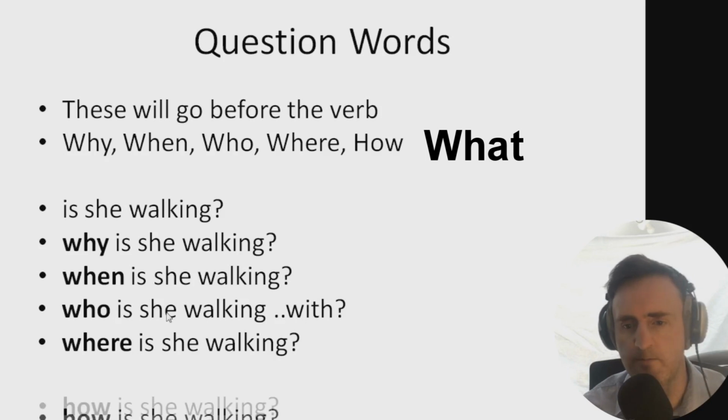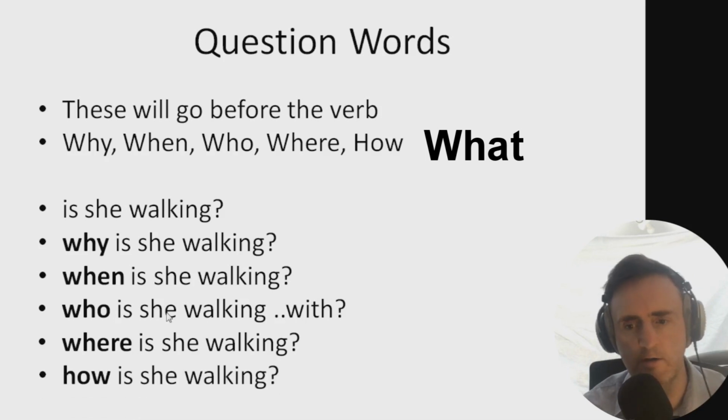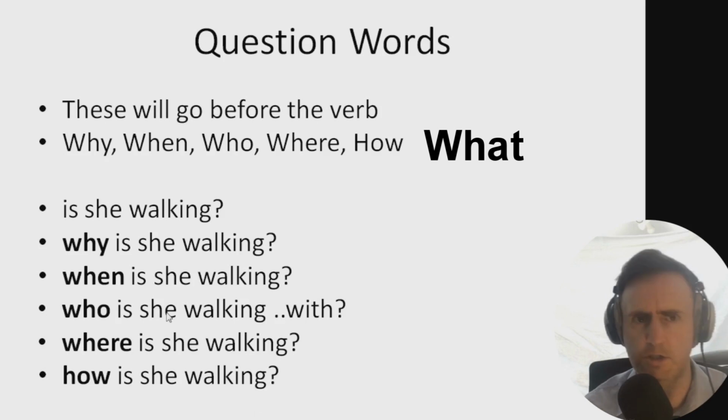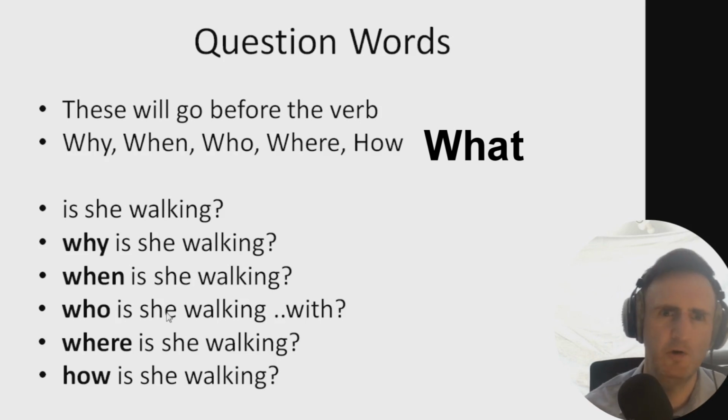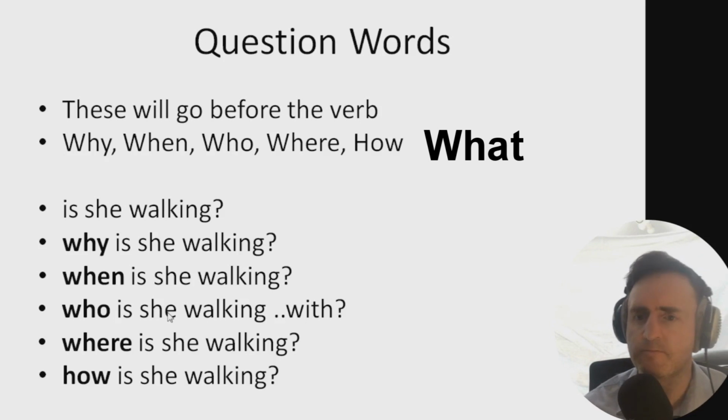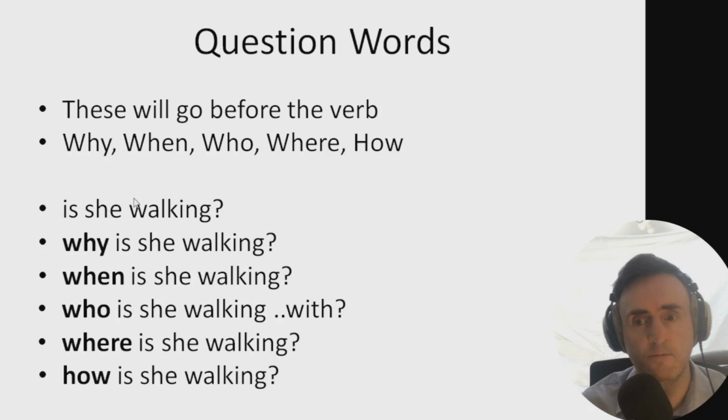Where is she walking? How is she walking? And I guess, what is she walking? Doesn't quite make sense, but maybe in context it might, if she's walking a dog. What is she walking? A dog? She's walking a cat? So these question words, of course, we just put them in front of the little question. They're going to change it very drastically.